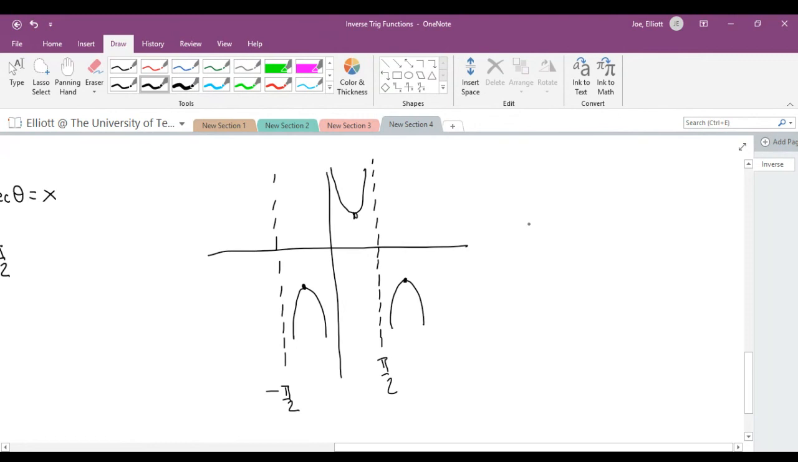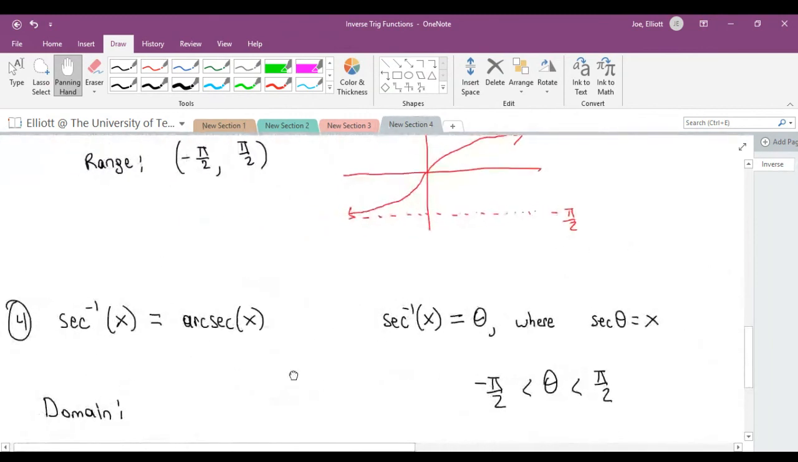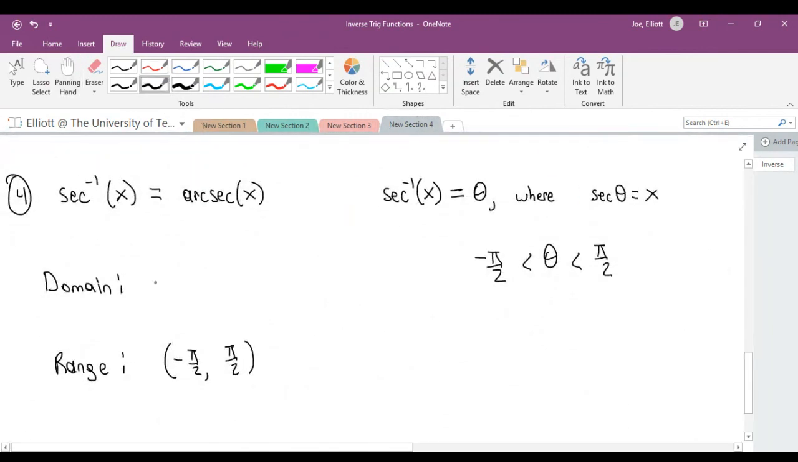So for ordinary secant, its range is minus infinity to minus 1, then union 1 to infinity. So the range of the ordinary secant function becomes the domain of the inverse secant. So this would be minus infinity to minus 1, union 1 to infinity. So that would be the domain of inverse secant. Okay.